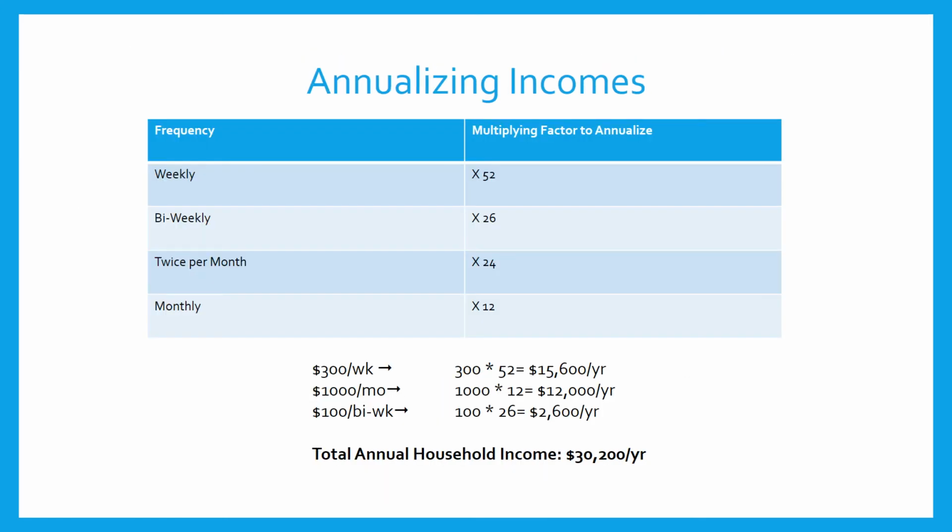In this chart, we can see what factors we will need to multiply the incomes by in order to annualize them. From the prior slide, we know that the 3 incomes are as follows: $300 per week, $1,000 per month, and the child's income of $100 every 2 weeks. Based on the math above, we have calculated that the total annual household income is $30,200 per year. This annual number is what we will use to make our determination.